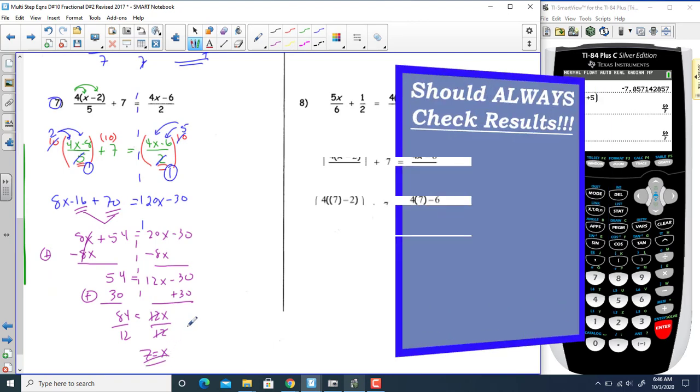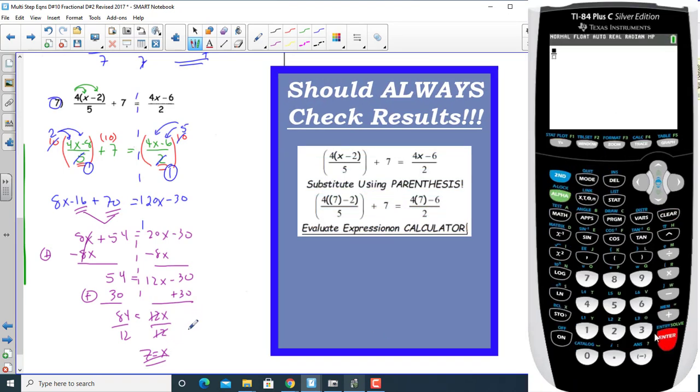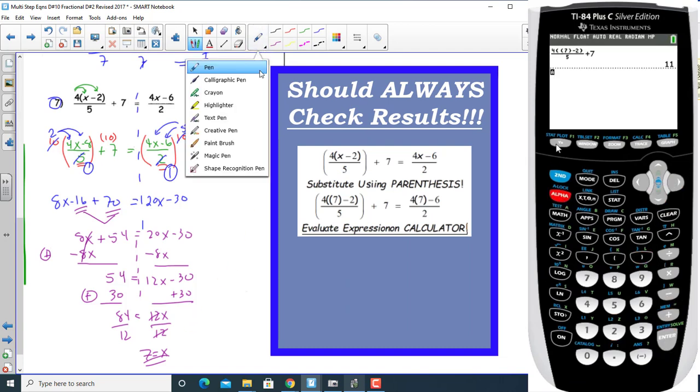We could check our work, but because we're a little short on time, I'm going to show you that that should work. And I'm going to hope that you understood all the concepts involved.